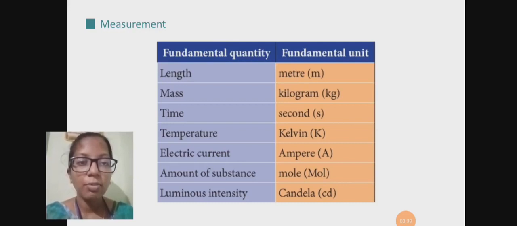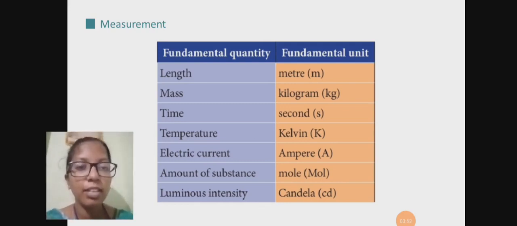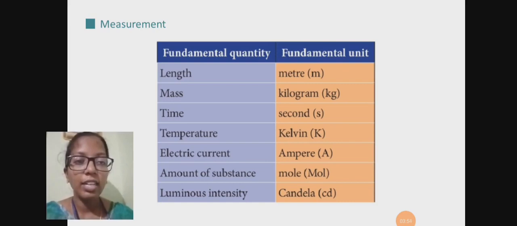Now we can see the fundamental quantities and their units. Length is measured in meters. Mass is measured in kilograms. Time is measured in seconds. Temperature is in Kelvin, and electric current is in amperes, which we also use in the physics lab. Next, amount of substance is in moles, and luminous intensity is in candela.